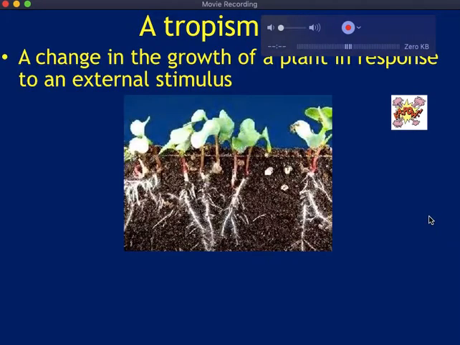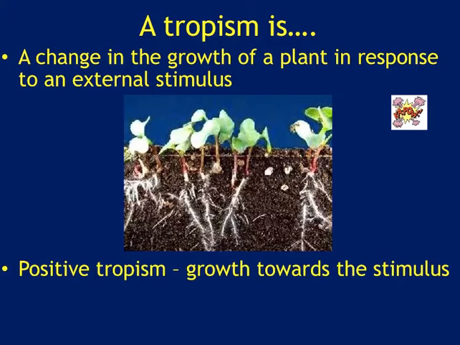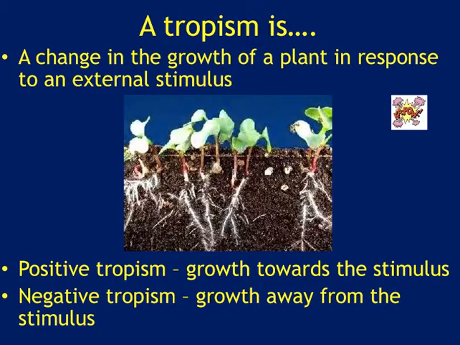So in terms of our definition, tropism is a change in the growth of a plant in response to an external stimulus, is the posh way of saying it. So it's what does a plant do if there's light, if there's water, if there's other weird and wonderful things around it, how does it respond? So a positive tropism will always grow towards this stimulus. So if it's a phototropism, it'll grow toward the light, and if it's a negative tropism, it'll grow away from the light.